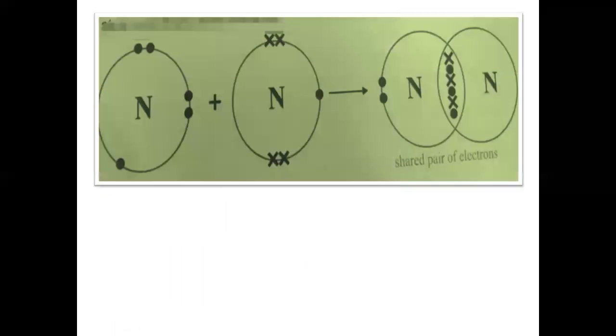You can see in this image, nitrogen has 5 electrons in the outermost shell and it needs 3 electrons. So after sharing 3 electron pairs, 3 crosses by one nitrogen atom and 3 dots by another nitrogen atom, then in turn they will share 6 electrons or 3 electron pairs and will form a triple covalent bond.